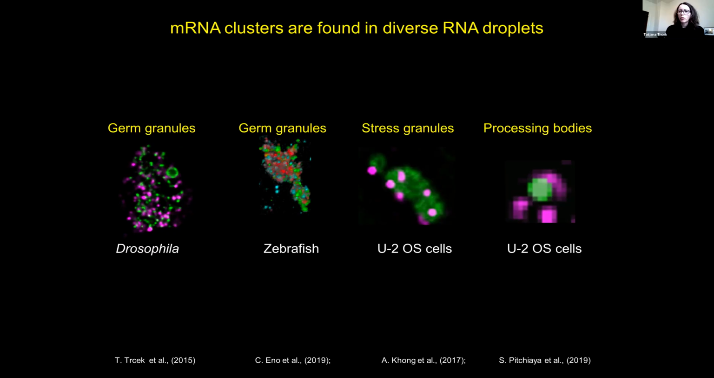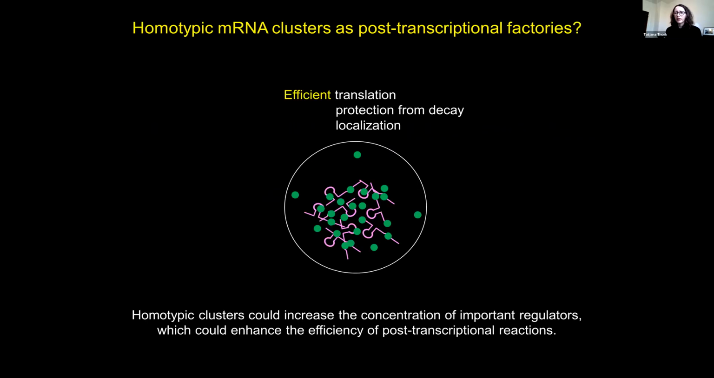And we would like to understand why RNAs do this. Is there a function to these homotypic assemblies? We would like to think about these homotypic assemblies as post-transcriptional factories. As I said, translation, regulation of RNA turnover, prolonged localization, even perhaps buffering of gene expression noise occurs in these granules. And we would like to think that maybe these homotypic clusters have something to do with it.